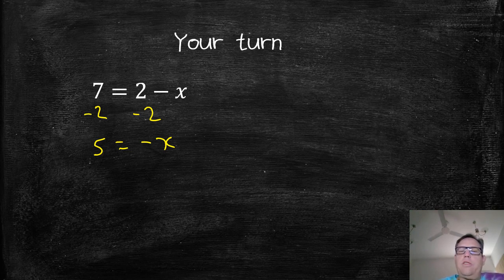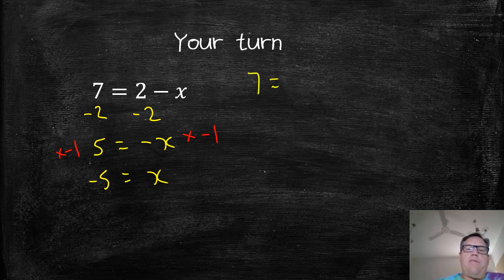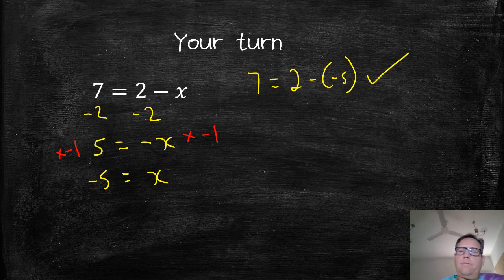When we solve equations, we want to solve for x. So I need to multiply both sides by a -1. So -5 will equal x. And again, we can check that this works. Does 7 equal 2 minus -5? And yes, we can see that that works, that our answer is correct.